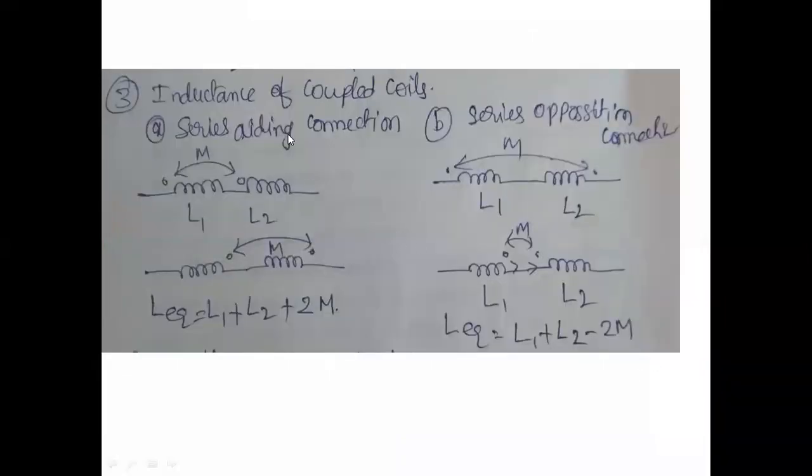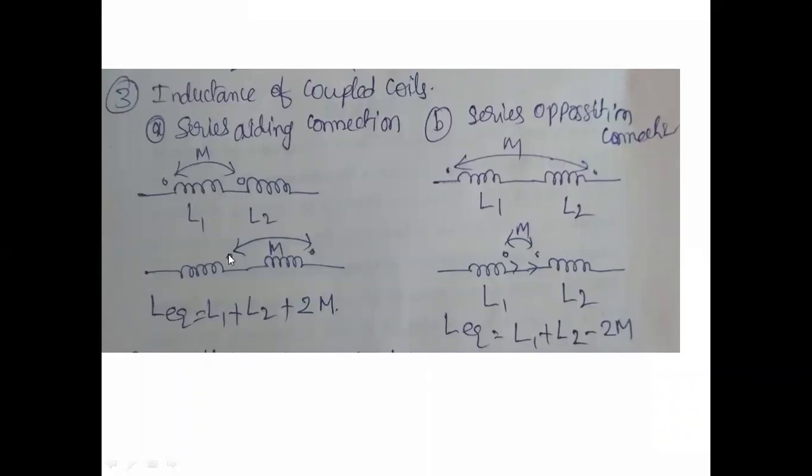Now see here the inductances of coupled coils: series aiding connection and series opposition connection. Here this is one coil with inductance value L1, and this is the second coil with inductance value L2. Here the dots are at the starting of the coil, so the generation of the flux with this combination increases. That's why the equivalent inductance value is L1 plus L2 plus 2M, where M is the mutual inductance between these two coils.